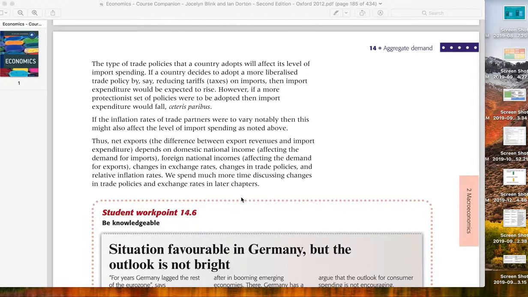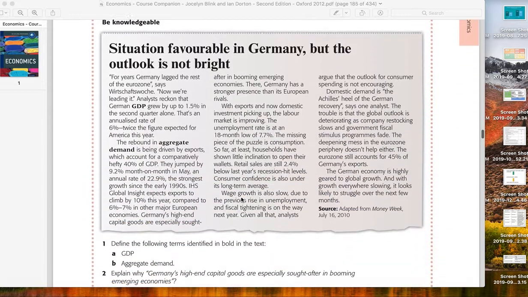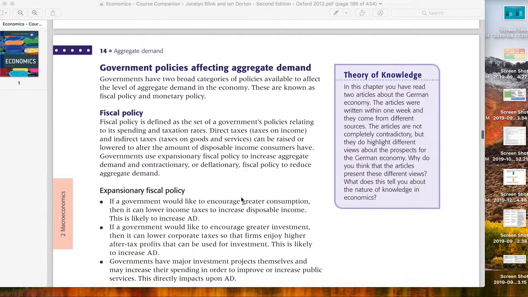So the net exports, the difference between export revenue and import expenditure, really depends on national domestic income, foreign national income, so the income of the other people, changes in exchange rates, changes in trade policies, and relative inflation rates. Those are the main big things that we're going to be discussing for the rest of this chapter.